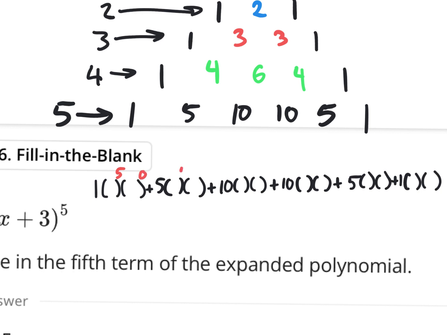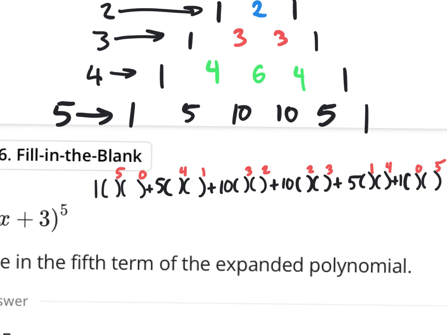And then the 5 drops to a 4, and the 0 goes up to a 1. Then the 4 drops down to a 3, the 1 goes up to a 2, the 3 drops down to a 2, and the 2 goes up to a 3. The 2 drops down to a 1, the 3 goes up to a 4, and the 1 goes down to a 0, and the 4 goes up to a 5.